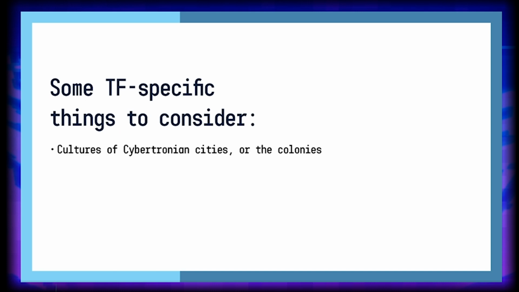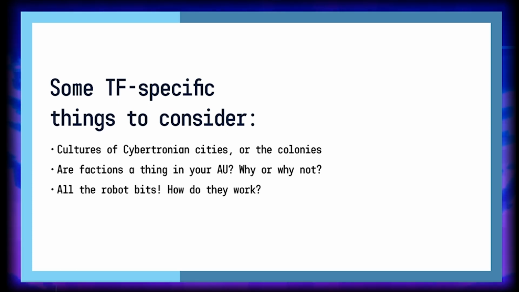So just for a quick rundown of some Transformer-specific things you can consider, you can think about the cultures of Cybertronian cities, or even the colony worlds if you plan on planet hopping. Are the traditional factions a thing in your AU? Why or why not? Sparks, T-Cogs, all the fun robot bits, how do they work? What's the history of your AU? Were there major wars in the past, or are your characters fighting one on a scale nobody has seen before?